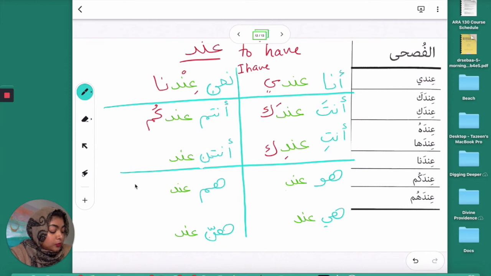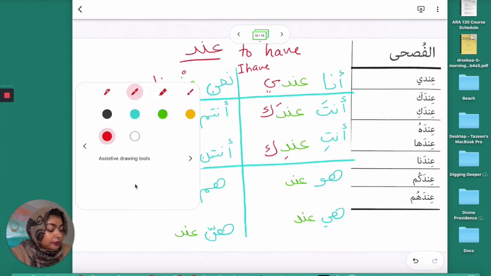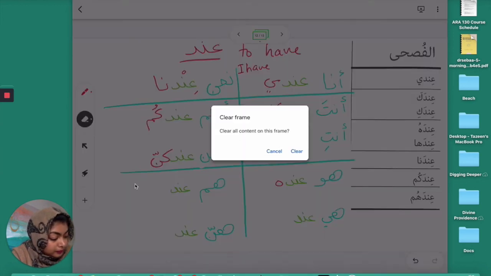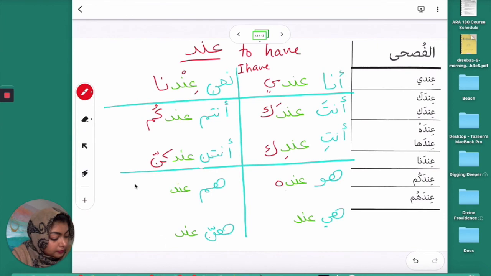I want to say أنتن there. I'm sure you were looking at it for a few minutes and thinking, when is she going to fix that? Okay. أنتن, عندكن. هو, عنده. Whoops. It's not attached. So remember, we're not attaching because the dal doesn't attach here. هي, عندها, she has. هم عندهم. هن عندهن.